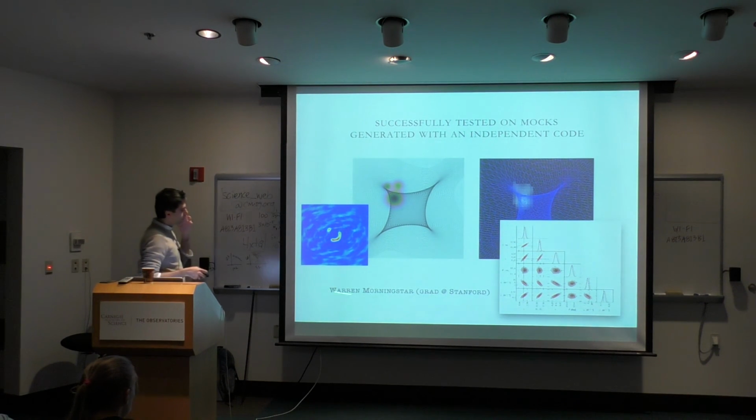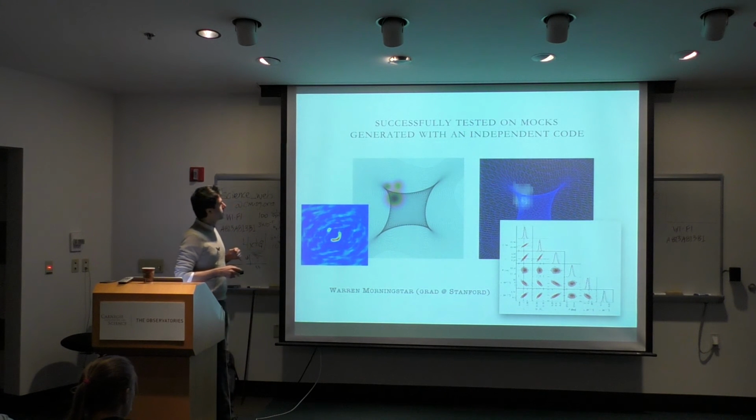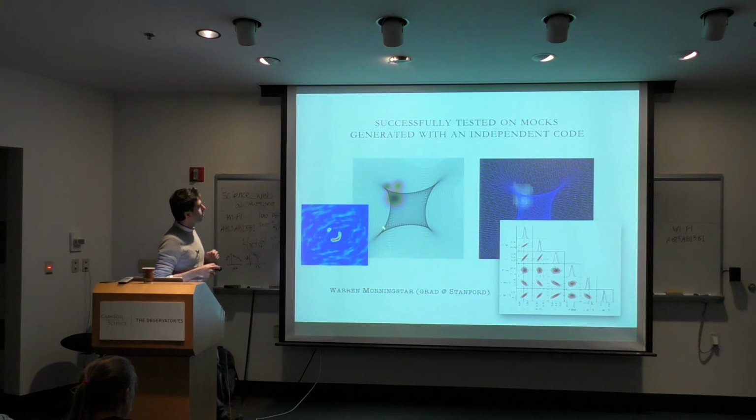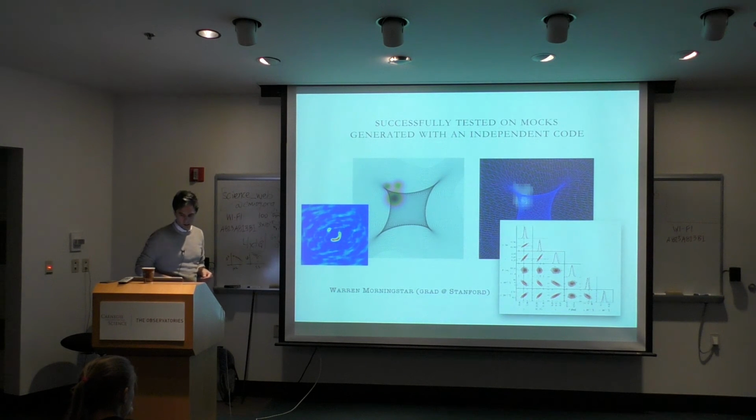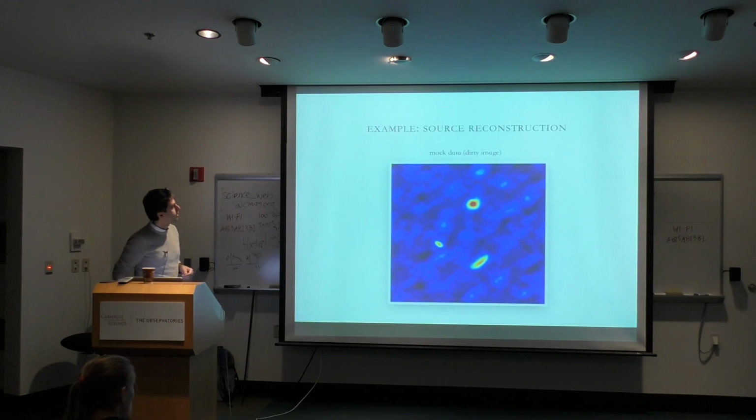Warren Morningstar is a grad student at Stanford working with me now. Last year he was doing a lot of tests where he would generate mocks and then lens them, get ALMA data sets, put them in a pipeline, and try to test it, to make sure that he can recover the background source and also sample the posterior of the lens model parameters, and that there's no significant bias in anything.